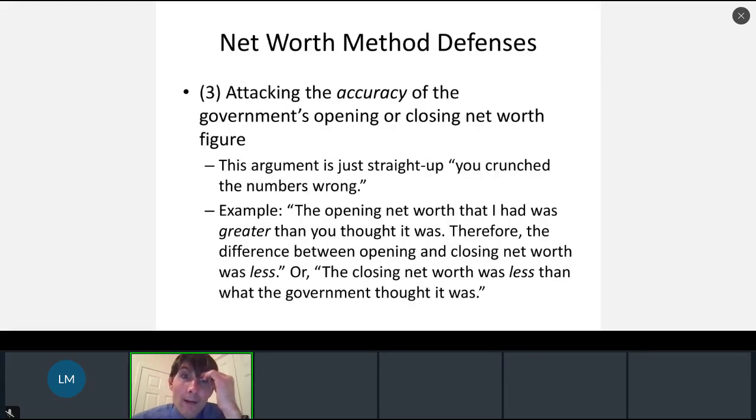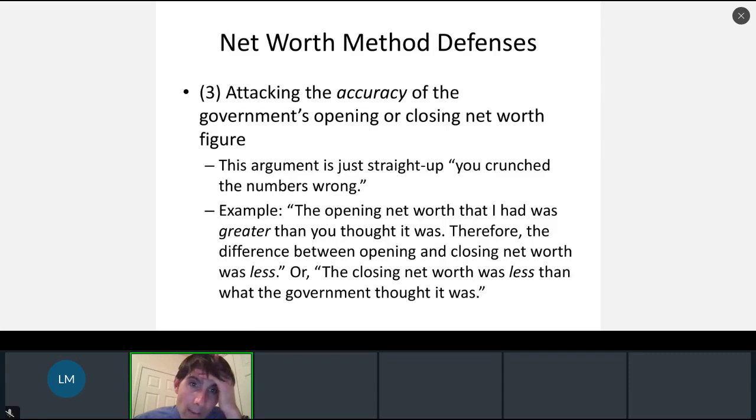Attacking the accuracy of the government's opening or closing net worth. That is another way of defending against this net worth method. This argument is just straight up, you crunch the numbers wrong. An example is that the opening net worth, this might be the summary of the defense: the opening net worth that I had was greater than you thought it was. Therefore, the difference between opening and closing net worth was less. Or the closing net worth was less than what the government thought it was.